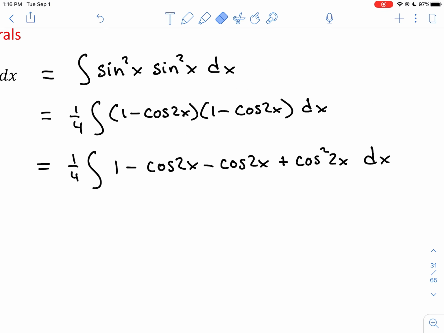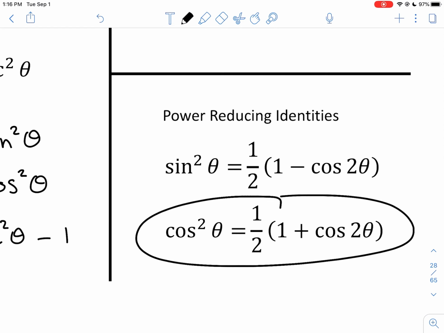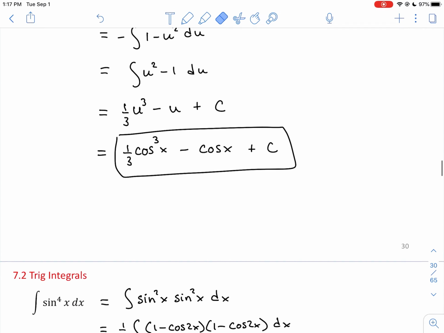The two middle terms are similar, and they can combine, and we have a cosine squared of 2x to work with. For the cosine squared, you actually want to do a power reducing identity again, this one. Now this angle doesn't have to be theta. It could be any expression. You could put a 3x there, as long as you put here twice that, so a 6x would go right there. So I can use this power reducing identity for cosine.